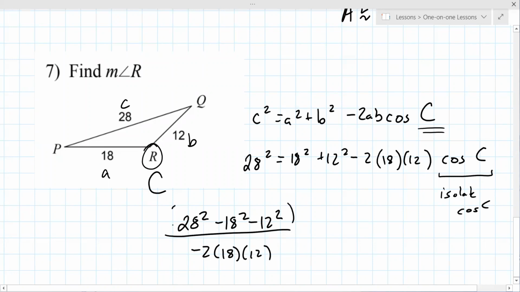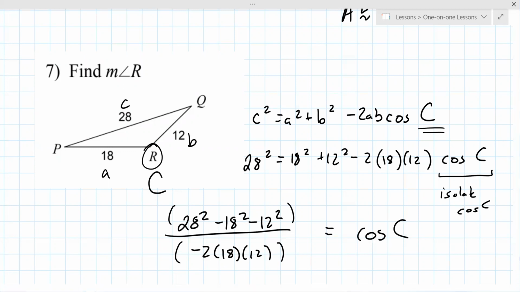You're a good enough student that you should be able to enter all of that into your calculator, get a number, and tell me what that equals in regards to cosine C. You should be able to get this number on the left, and then the last step is to take the arc cosine of both sides. 28 squared minus 18 squared minus 12 squared. There we got that. And divide that by -2 times 18 times 12.